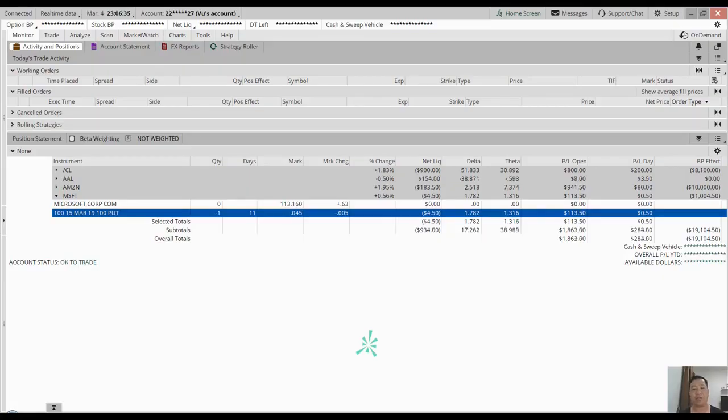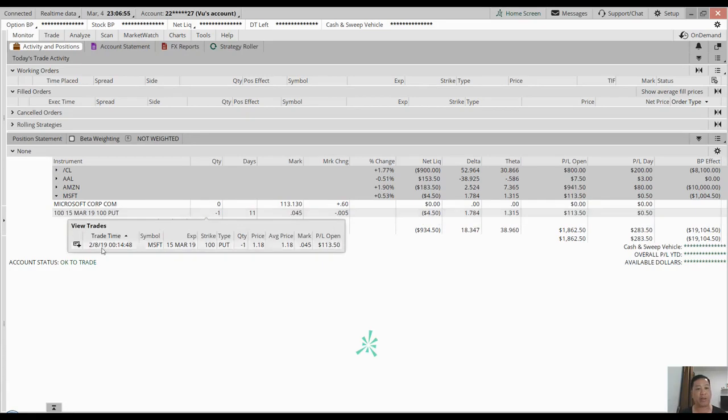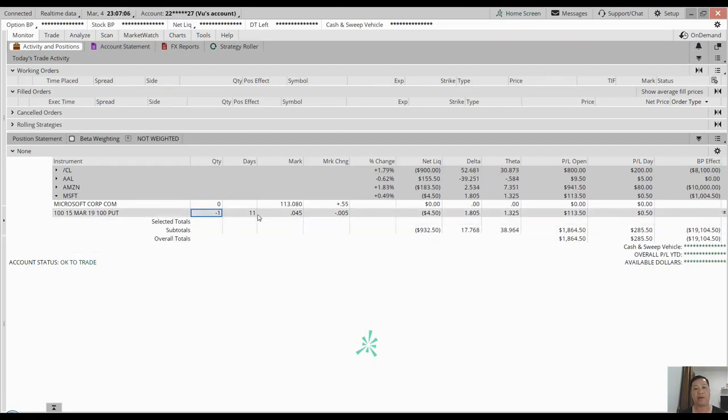Hi folks, just want to follow up on one trade we executed about a month ago. Remember, we sold a Microsoft put option below the market price. We used a strategy called cash secured put. So basically, we entered a trade on Feb 8, 2019, and today is March 4, 2019. So roughly about a month ago, and the trade still has about 11 days to expiration.